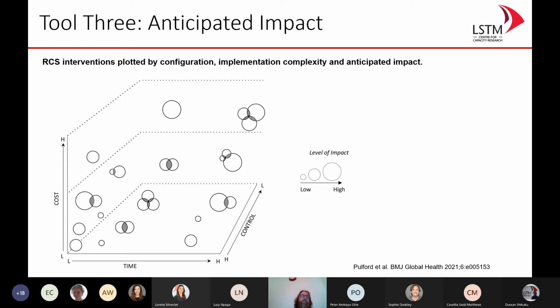The converse of that is you may have interventions that might have great impact, but if they're going to cost a lot, take a lot of time, and are not in your control, maybe it's just too much to take on. So again, these are three tools that can help you with your decision making as you plan your RCS interventions.